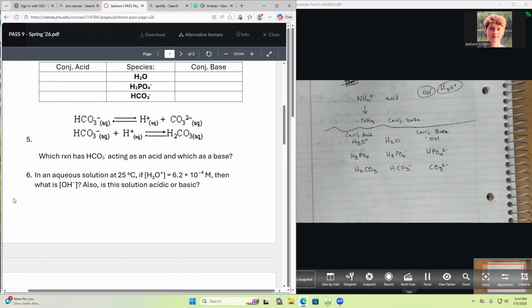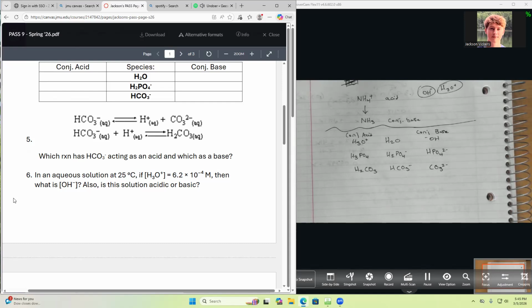We have an aqueous solution at 25 degrees Celsius, and I'm saying if the H3O plus concentration is 6.2 times 10 to the minus 4 molarity, then what would the hydroxide ion concentration be? And then as a little bonus, I'm asking, would this be considered acidic or basic? And what do we learn at 25 degrees Celsius, Kw is equal to?